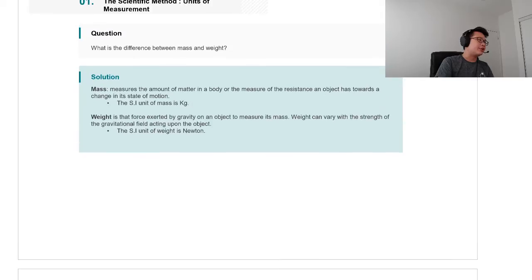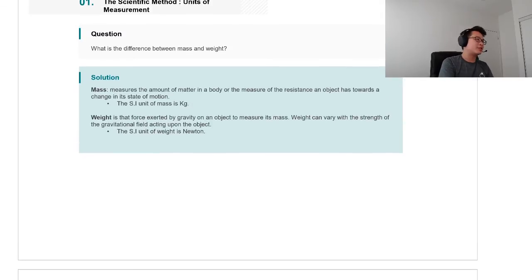Okay, so I already explained that. So what would be the difference, the mass, the weight? Just to remind you, the mass measures the amount of matter in a body and the resistance of an object towards a change in state of motion when experiencing force. And very important, the SI unit will be kilogram.